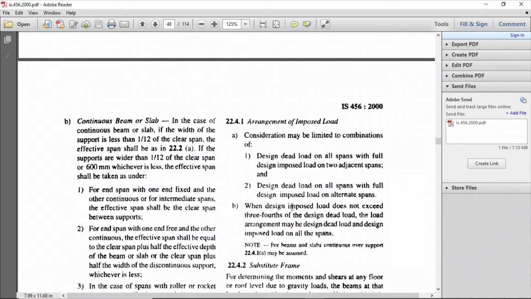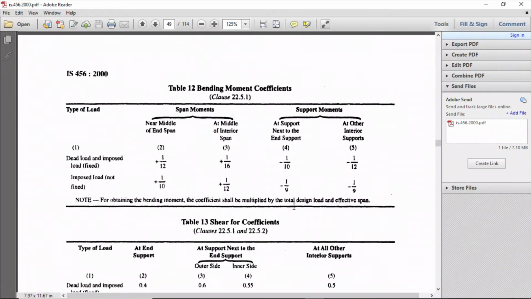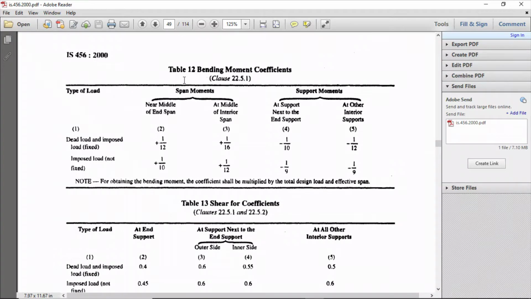This is the page and this is table number 12, bending moment coefficients. There are two types of loading given: dead load, that is self weight and all those stuff, and imposed load, which means live load. So we have a dead load coefficient and a live load coefficient.